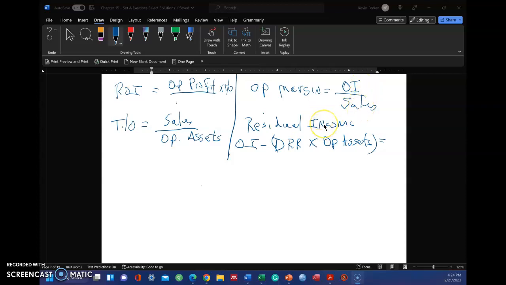Residual income, think of that like a margin of safety. That would be operating income minus the desired rate of return times operating assets. You've probably never seen it abbreviated that way. I think that's just me. I might be the only one in the entire world doing that. Hopefully you have a little left over, a little safety to cover your desired rate of return.